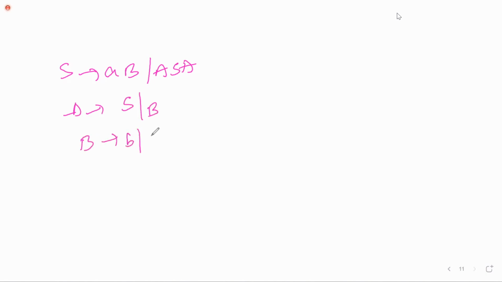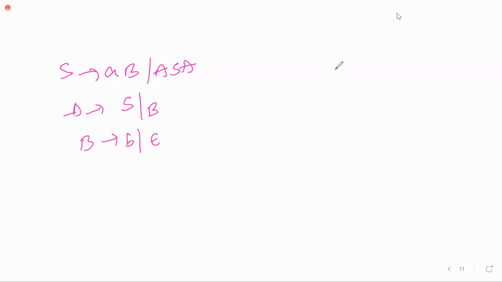Next example is S tends to AB, ASA. A tends to S or P. B tends to B or epsilon. You please solve this example and tell me the final answer. If you are unable to do it, I'll explain. Please, all of you try to complete it.